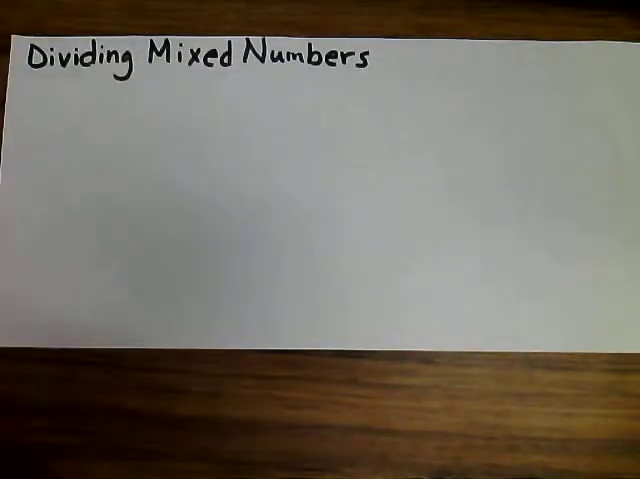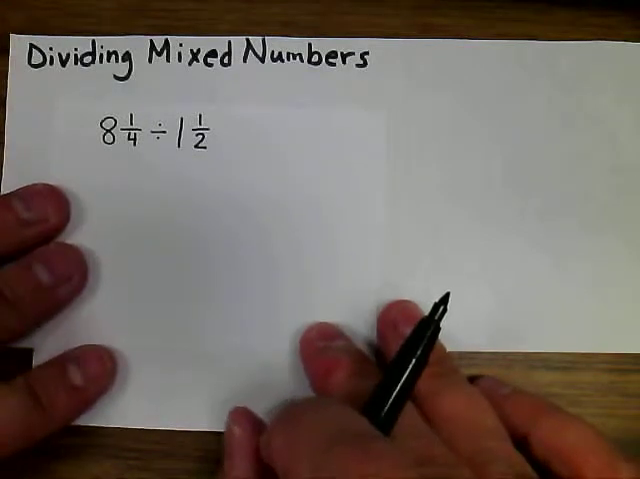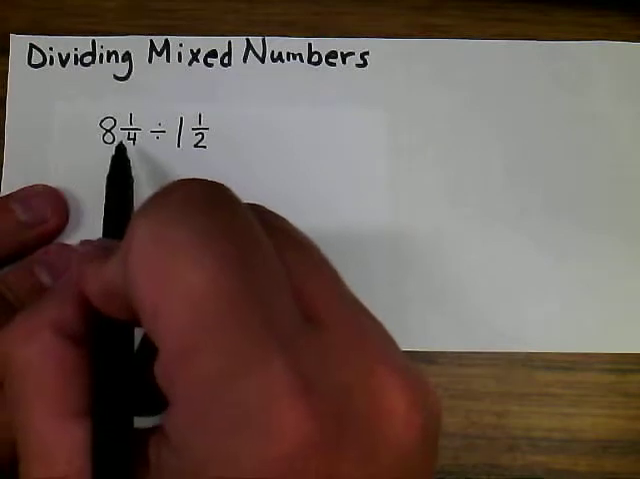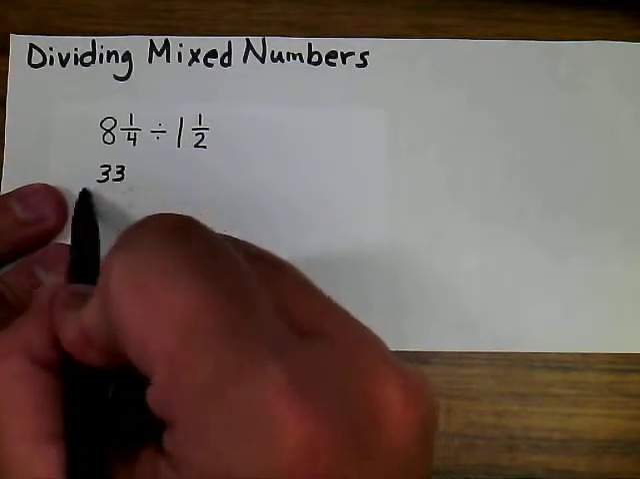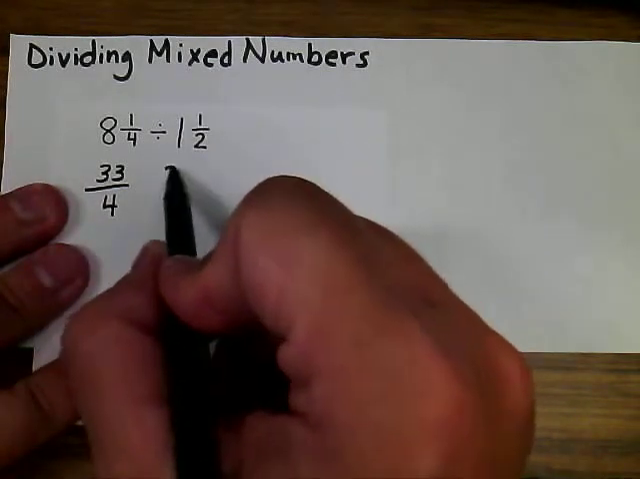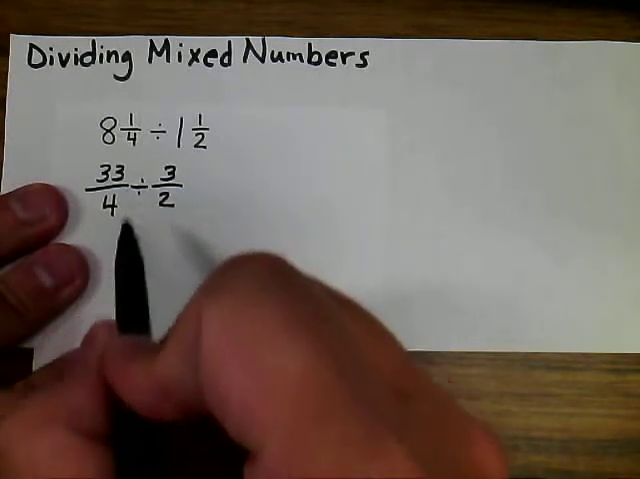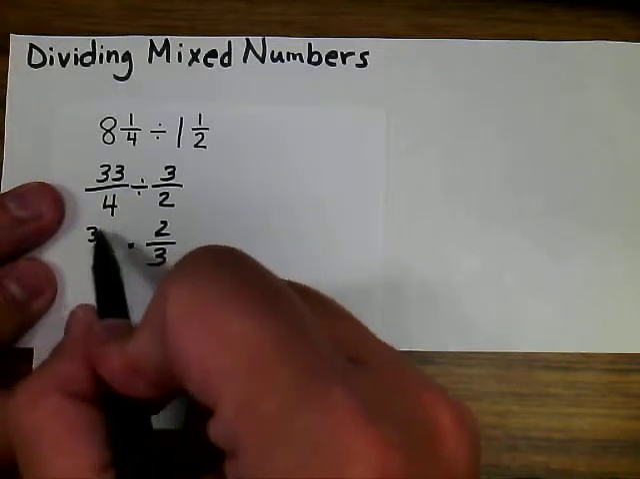Moving on, here's our first mixed number divided by a mixed number. And you'll notice there's really no difference here other than the fact that you now have two mixed numbers to change to improper fractions. 4 times 8 is 32, plus 1 is 33 over 4. 2 times 1 is 2, plus 1 is 3 over 2. Remember, that's division, which means that we're going to need to rewrite this with the reciprocal, changing to multiplication.